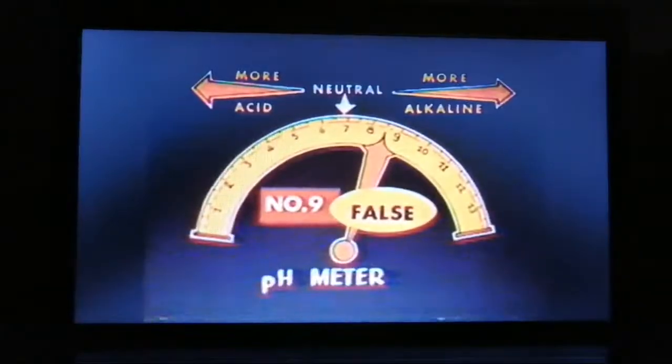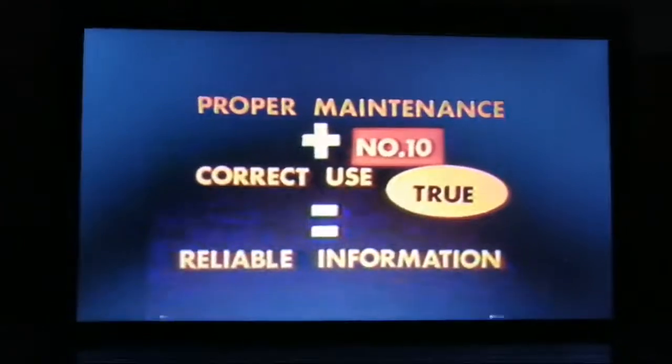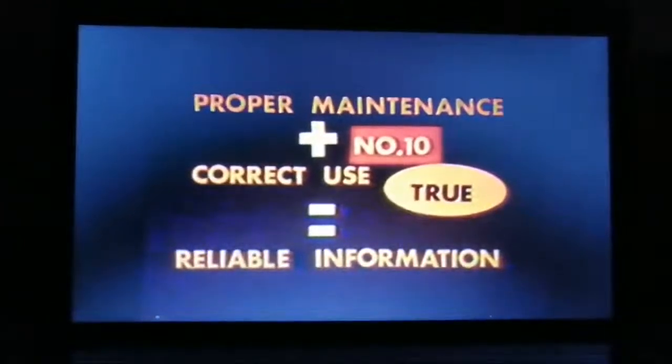A pH meter tells the degree of acidity or alkalinity in a solution, nothing more. So the answer to 9 should be false. And of course, our final answer is true. Reliable instruments require proper maintenance, and certainly they should be used and interpreted correctly. It's part of a good operator's job. Well, this completes the discussion on instrumentation.